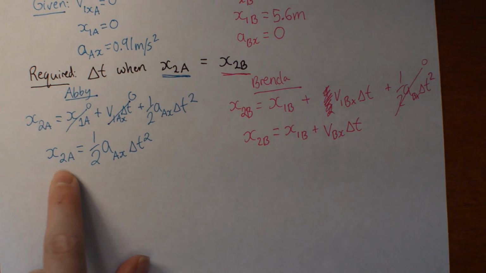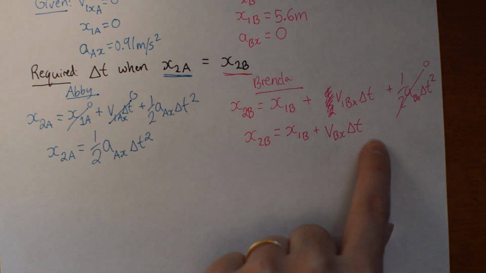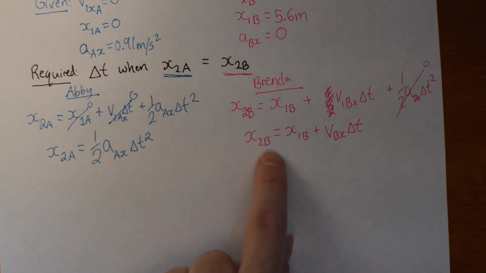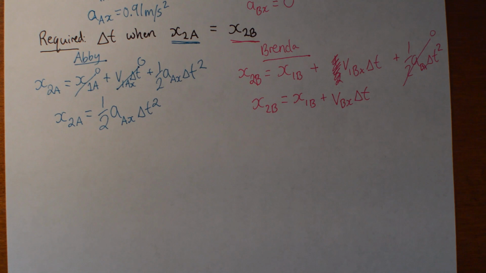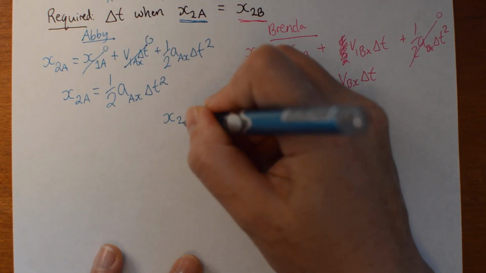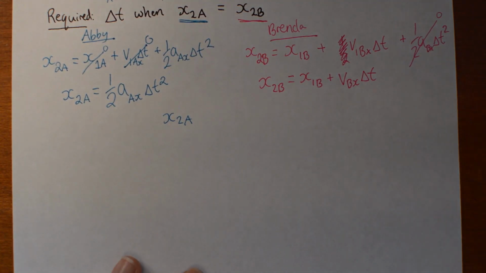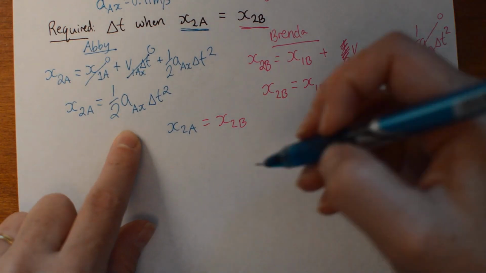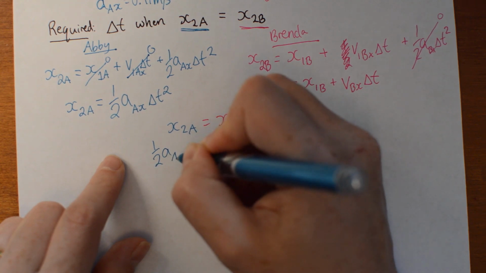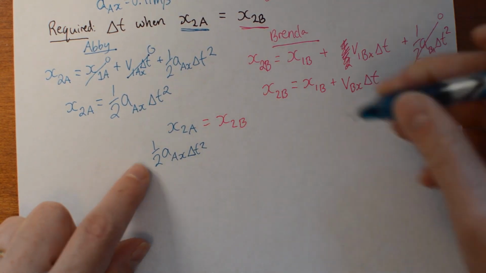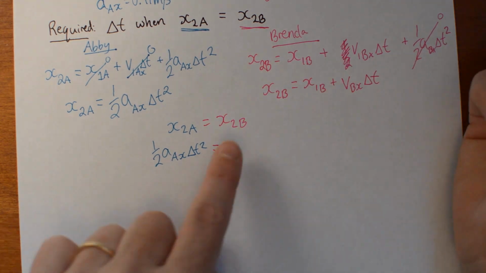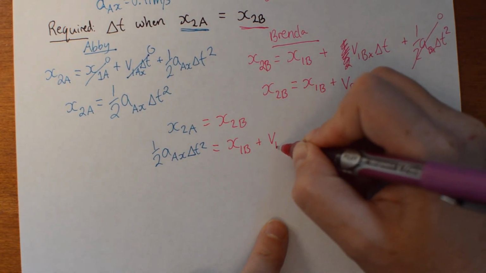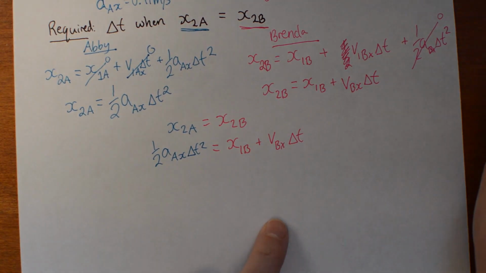Okay, I've got a nice equation for the final position of Abby and the final position of Brenda. What I want to know is the delta t at the moment when those two are equal to each other. So I'm going to actually set x2 of Abby equal to my x2 of Brenda. That means I'm going to write out Abby's equation here, the half acceleration of Abby delta t squared. Say that equals the x2 of Brenda. That's the x1 of Brenda plus the velocity of Brenda times delta t.